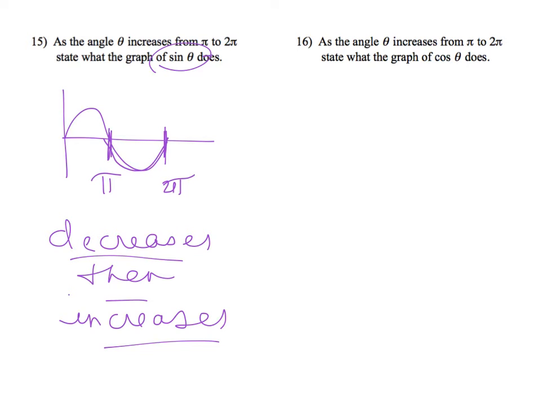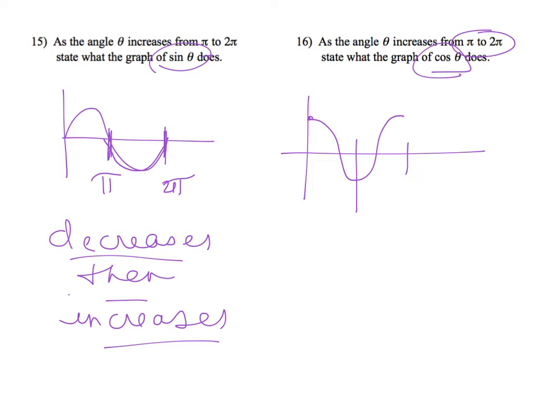Okay, and then the last one's for cosine, so I got to draw my cosine curve. Cosine starts high, ends high, from pi to 2 pi, so the slashes, this is pi, this is 2 pi, so it's always going up, so it's increasing.